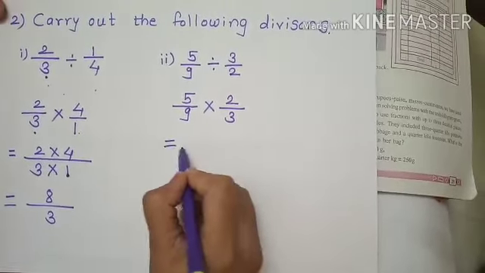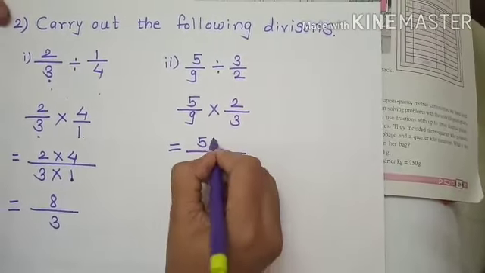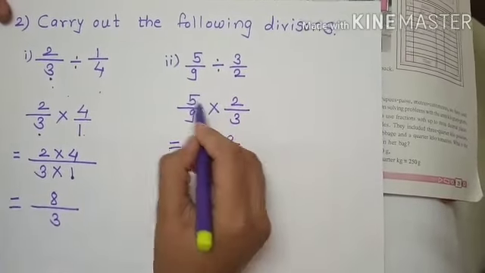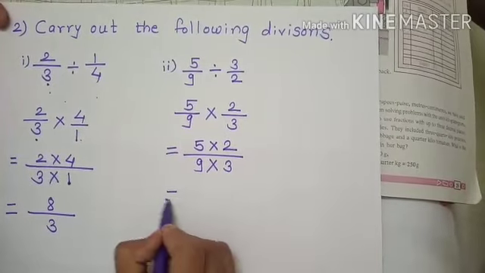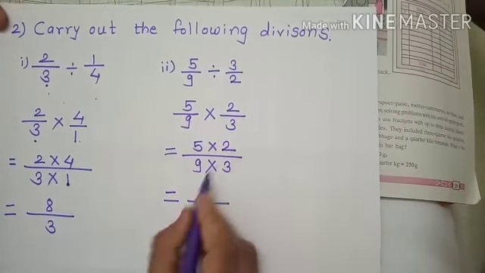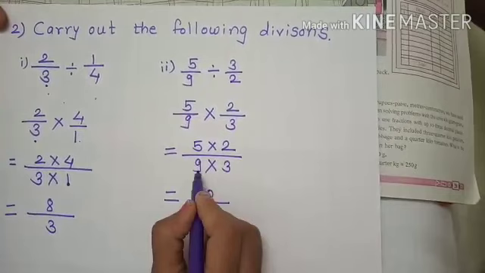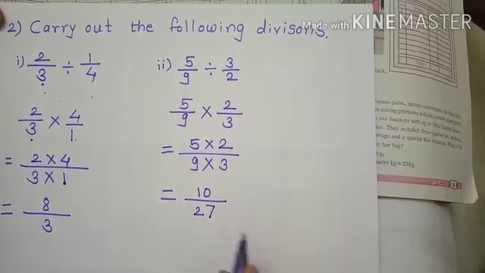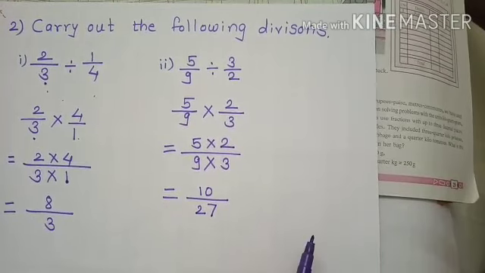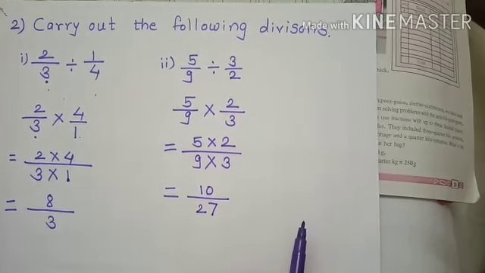So now carry out simple multiplication. 5 multiplied by 2 and 9 multiplied by 3. 5 into 2, 10. 9 into 3, 27. Now you have to solve the remaining examples in this way.